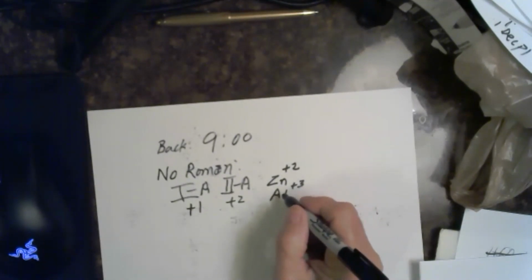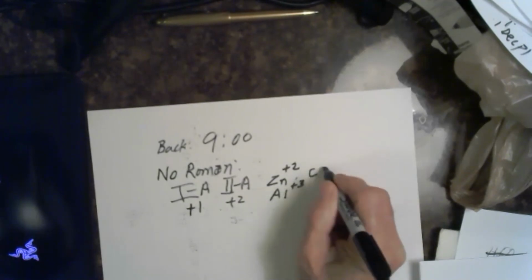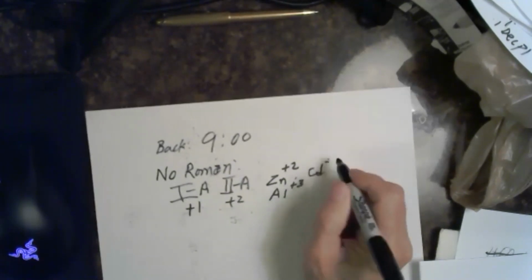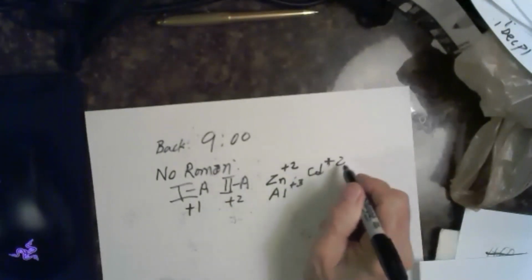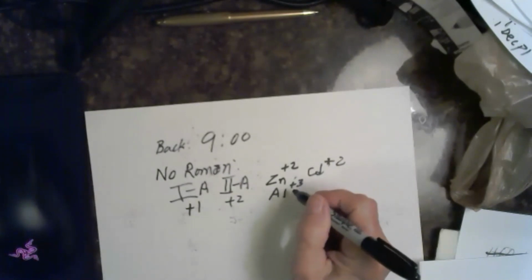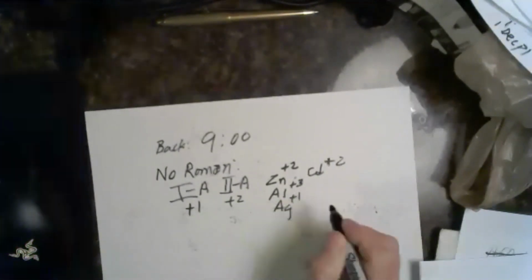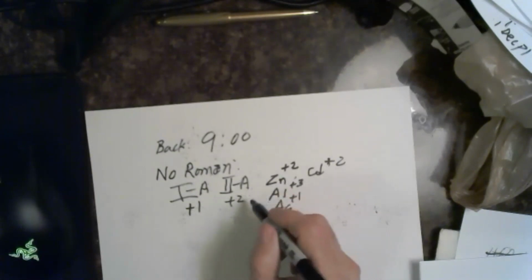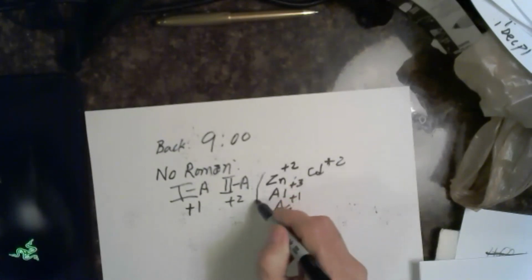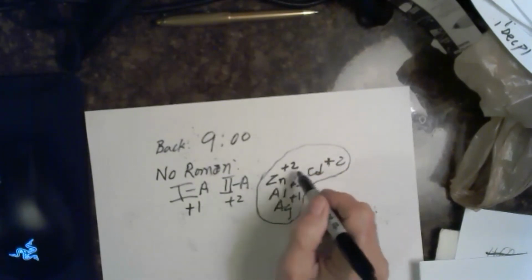Zinc, cadmium, zinc +2, cadmium +2, aluminum +3, and silver, Ag +1. And I think, okay, yes. There are 4 other individual elements that don't require a Roman numeral if they have this charge.